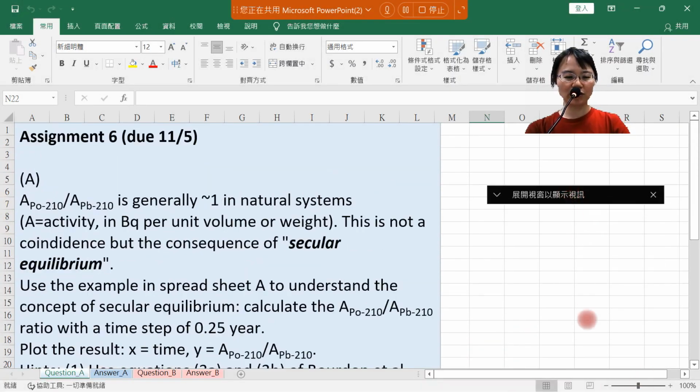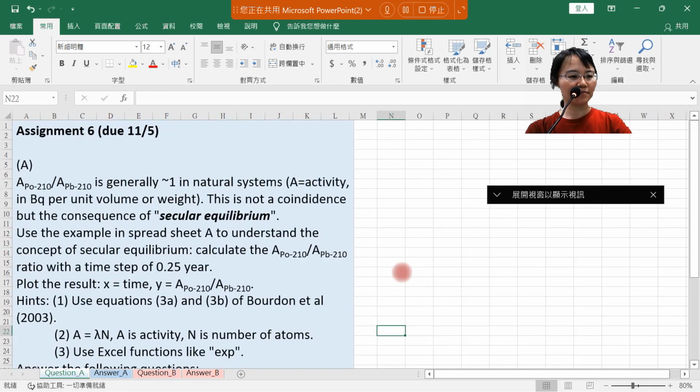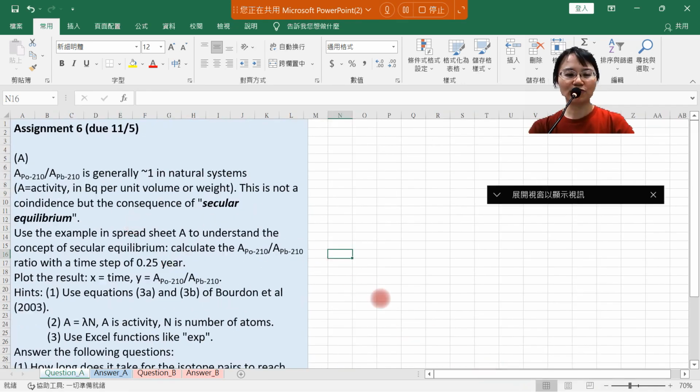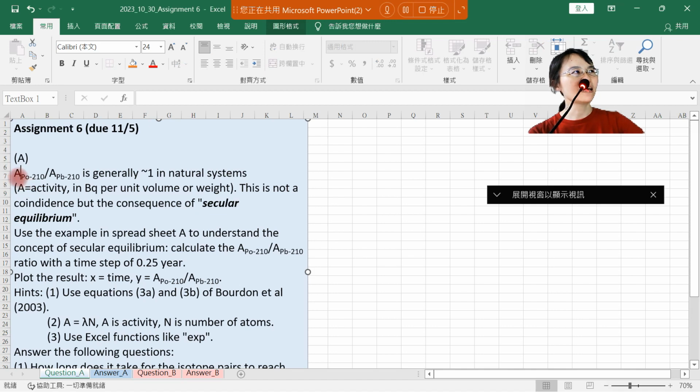Next week, we are going to talk about the uranium series. People start to get really scared about this because there are too many isotopes. A here means activity. The activity of polonium-210 and the activity of lead-210, their ratio is 1 in natural systems. A is activity in becquerel per unit volume or weight. It's radioactivity, so it's in becquerel.